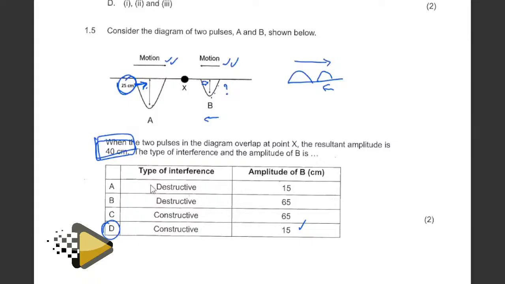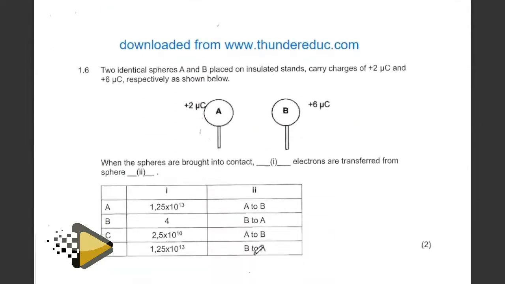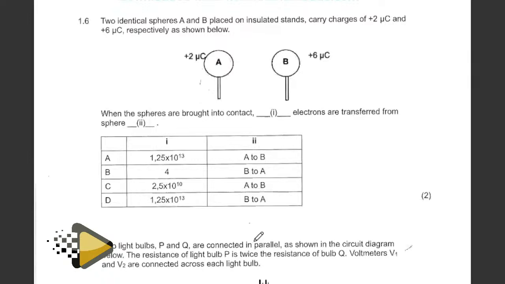I'll go with B because they told me the resultant. So it means a constructive, but with that. All right, then 1.6: two identical spheres A and B are placed on insulated stands and they are carrying charges +2 microcoulombs and +6 microcoulombs respectively, okay?